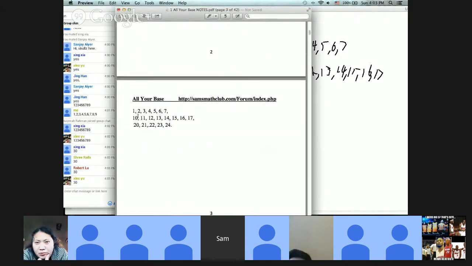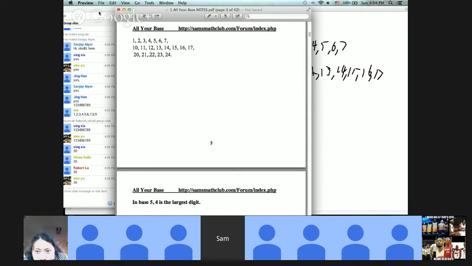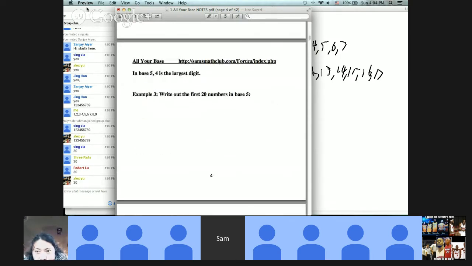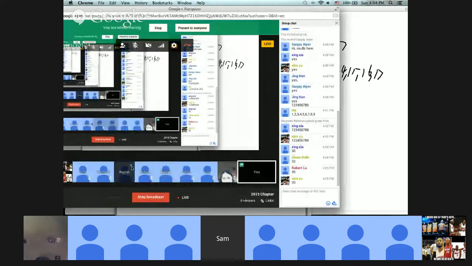So right here, in base 8, the largest digit you have is 7, so you can't go to 8, so you go to 10. And then after 17, you can't go to 18, so you go to 20. Okay, onwards.